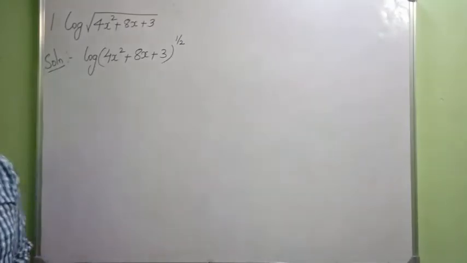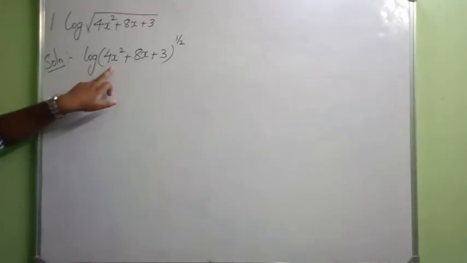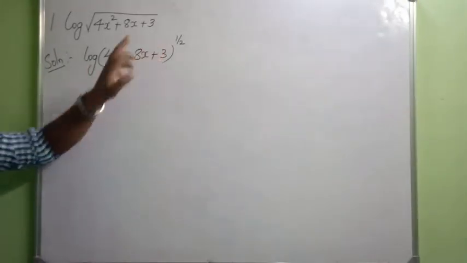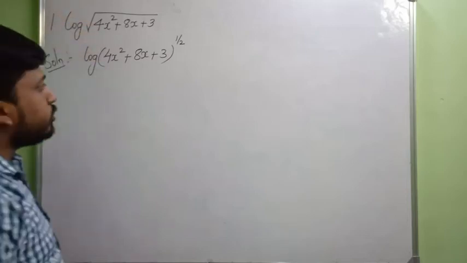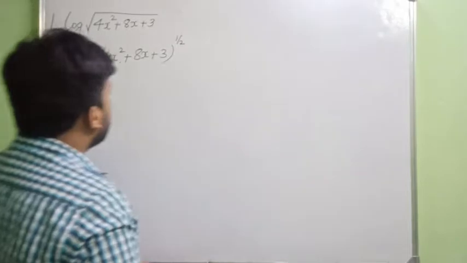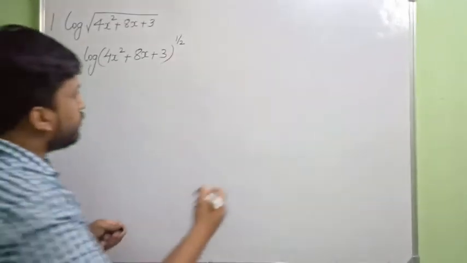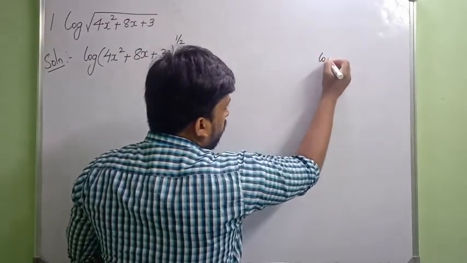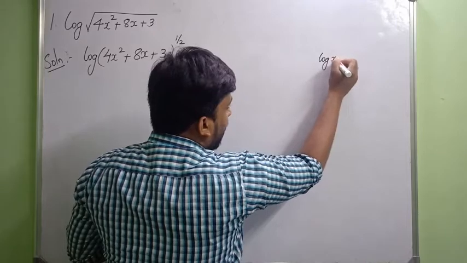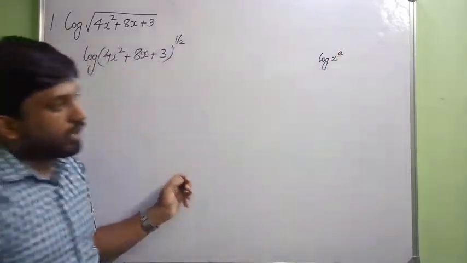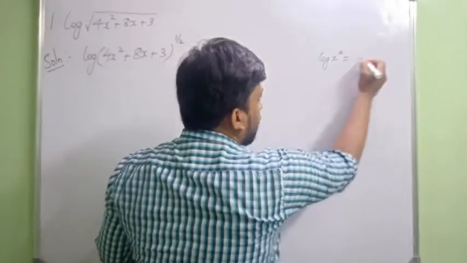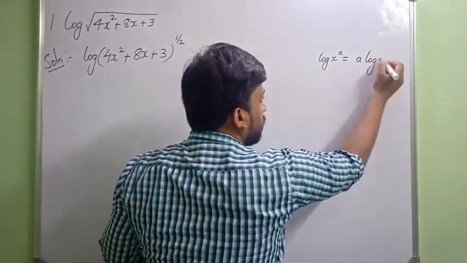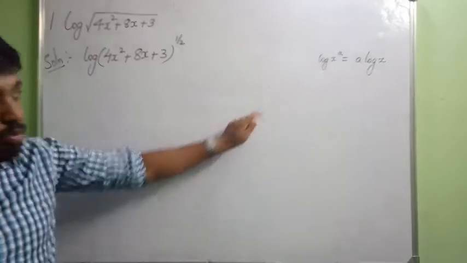Yes. Now what I am going to do, log of (4x² + 8x + 3) to the power of 1 by 2. This one I have changed like this. Now according to the property of the log, there is a property of log x to the power of a. If you take log x to the power of a, that is nothing but a log x. So this is one of the logarithm properties.